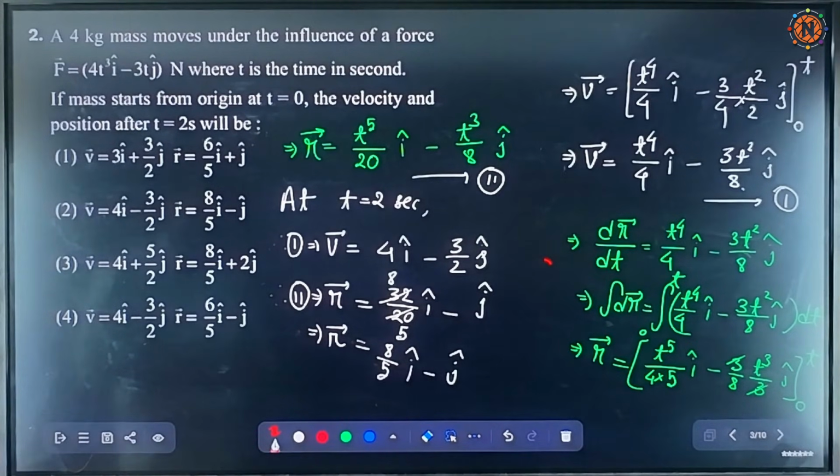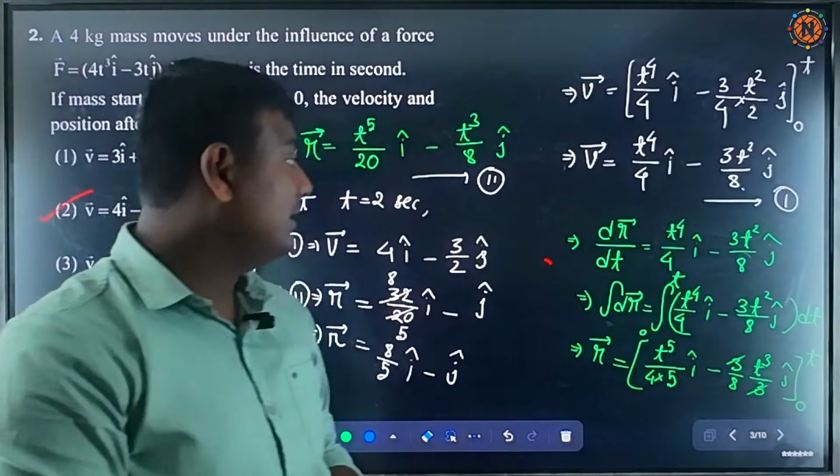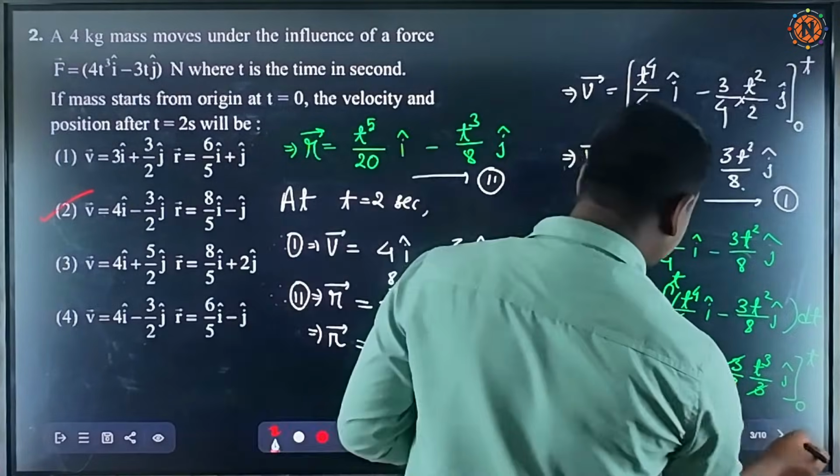So which option will be correct? Velocity 4 i cap minus 3 by 2 j cap, and r vector will be 8 by 5 i cap minus j cap. So option 2 is the correct answer. Okay, let's go to the next question.